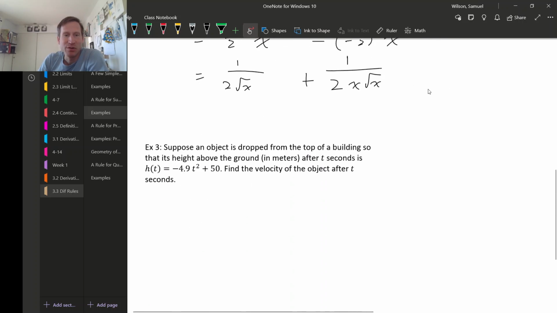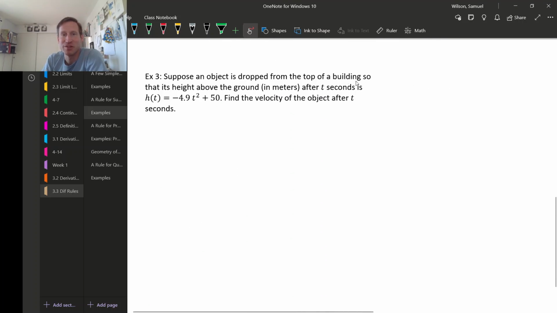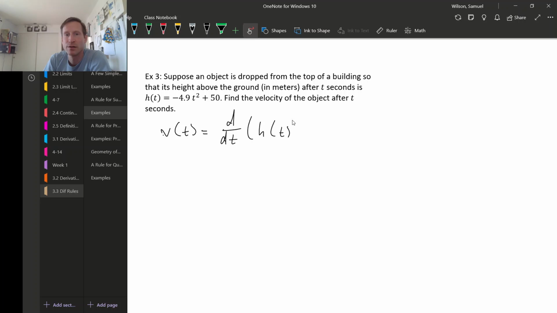For one more example, let's suppose that an object is dropped from the top of a building so that its height above the ground in meters after t seconds is given by this formula. Let's find the velocity of the object after t seconds. So remember that the velocity is just the derivative of position. So we need to take the derivative with respect to time of our height function. So this is the derivative of minus 4.9 t squared plus 50.